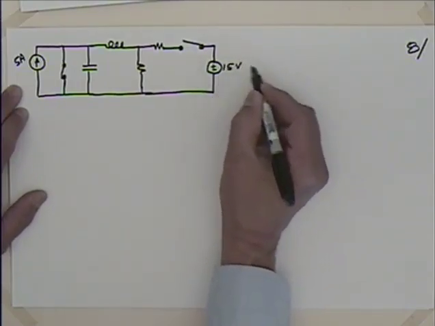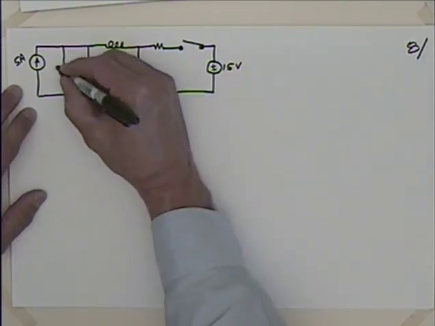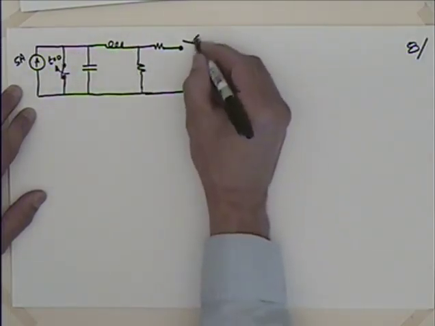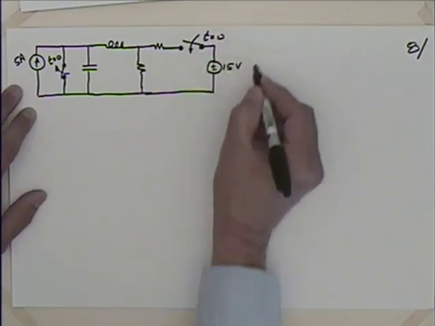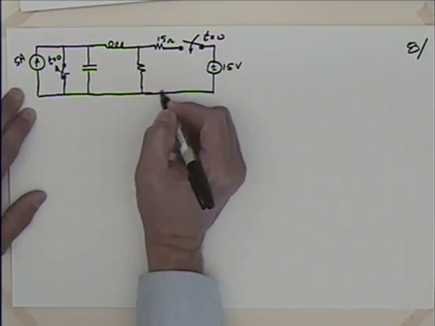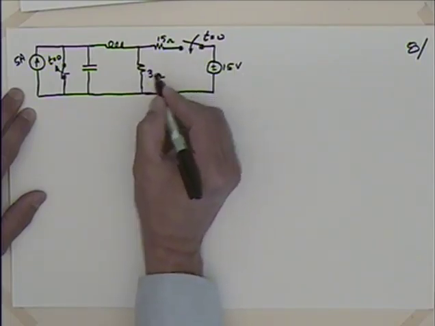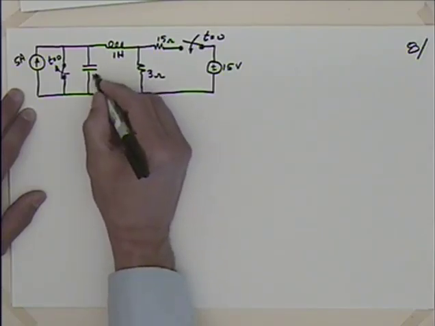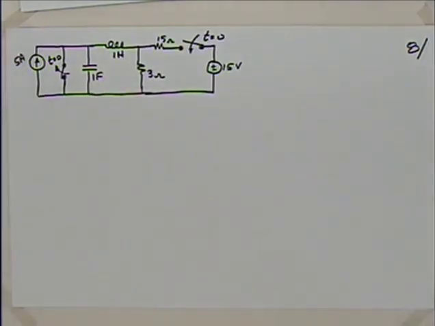So 15 volts, 5 amps. This is opening at t equals 0. This is closing at t equals 0. This is 15 ohms. This is 3 ohms. This is 1 Henry. And this is 1 farad. I guess to keep our numbers easy.